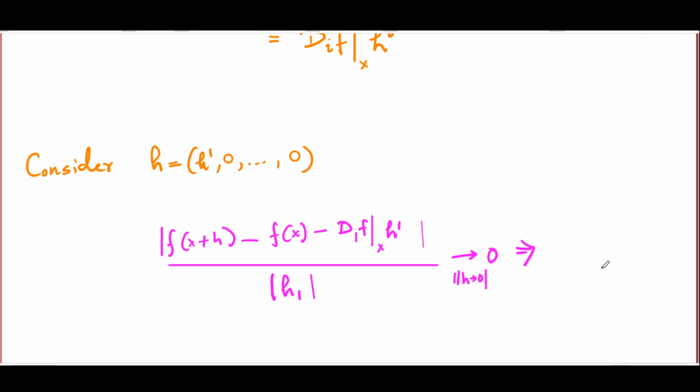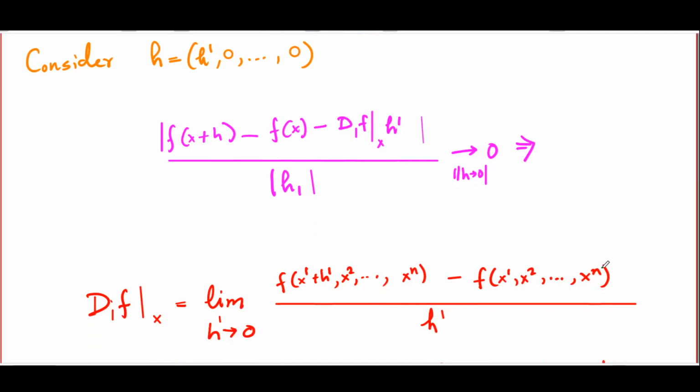Similarly, what we need to divide that by is the length of the vector h, but the length of the vector h is simply the modulus of h1 here. Now what we need to ensure is that when this norm of h goes to 0, this whole ratio has to go to 0. And that actually can be rewritten very simply as an expression for d1f at x.